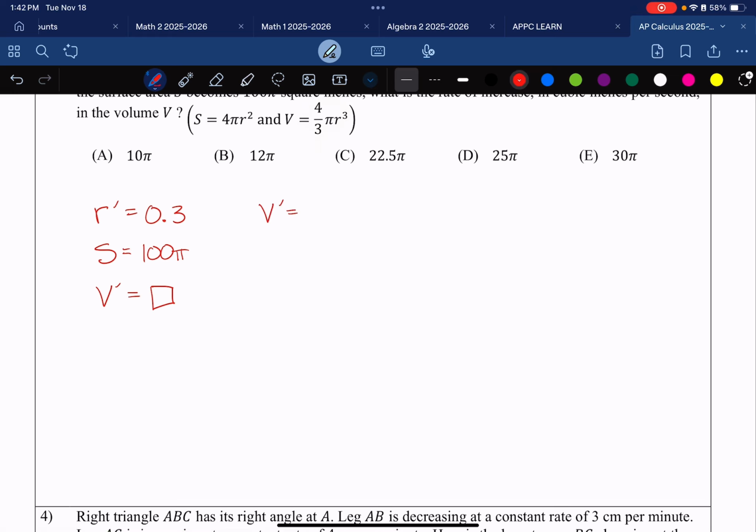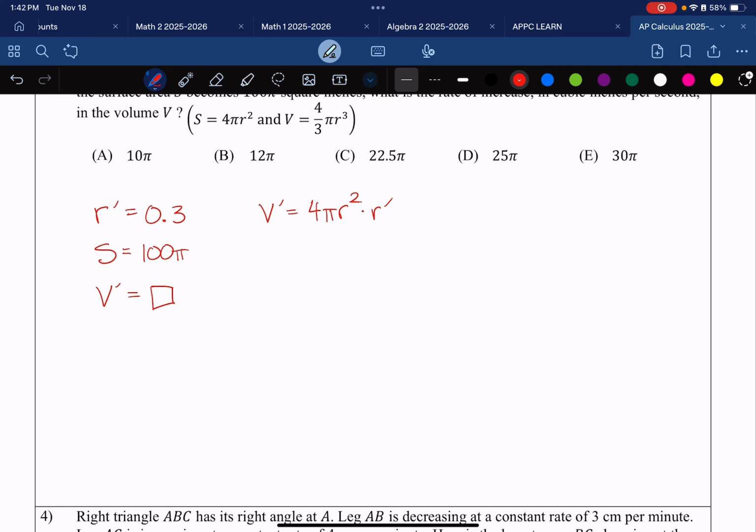So V prime, I take the derivative of the left, therefore I take the derivative of the right. This 3 is going to come down in front, and the 3 is going to cross cancel with the denominator. 3 and 3 will cross cancel, leaving behind just a 4. It'll be 4 pi r. It'll go down from the power of 3 down to a power of 2. Don't forget your chain rule. There's also an r prime in here.